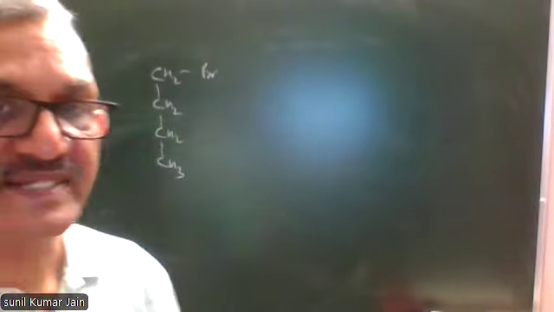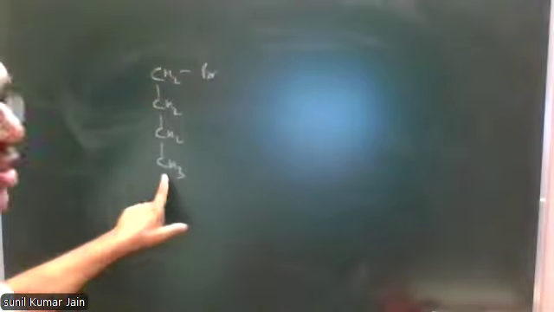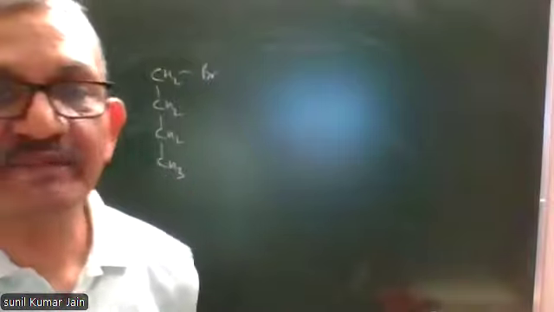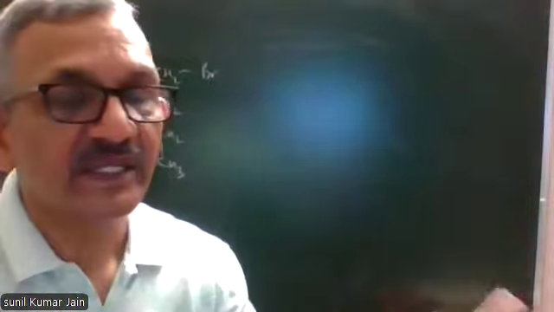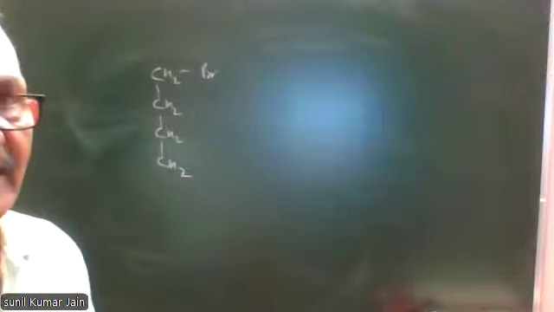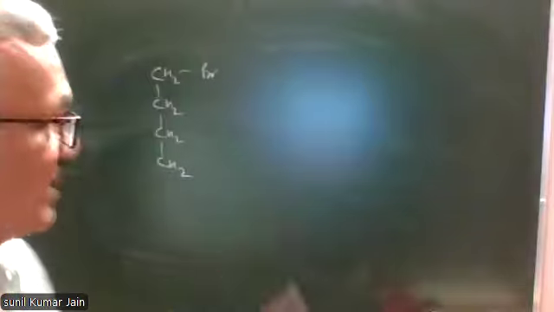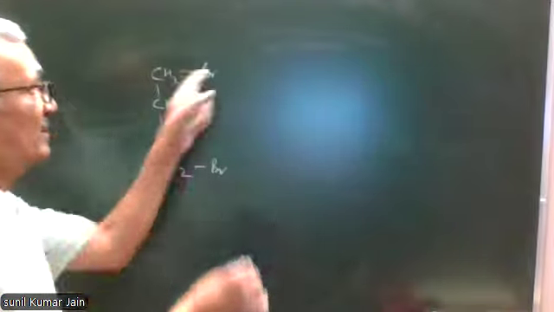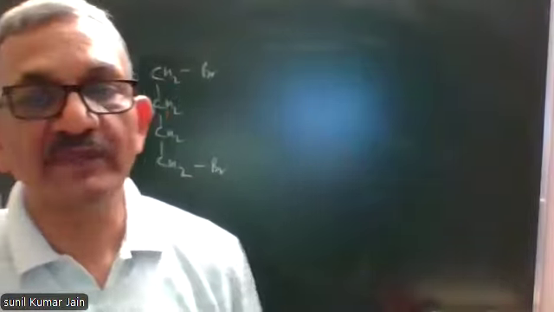If I satisfy the valency, then the last carbon atom is not methylene, it is CH3, that is methyl. And the common name I said is tetramethylene. There should be 4 CH2s. If I write 4 CH2s, then the valency of the last carbon is not satisfied. It means this carbon is also attached to the same halogen atom. So this is the structure for tetramethylene bromide or tetramethylene dibromide, and IUPAC will be 1,4-dibromopropane.